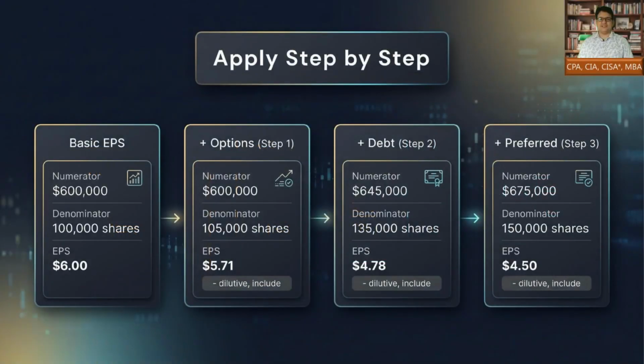Now apply the ranking step by step. Basic EPS starts at $6. After options are included, EPS decreases to $5.71, so options are dilutive. After debt is included, EPS decreases to $4.78, so debt is also dilutive. After preferred is included, EPS decreases to $4.50, so preferred is included too. The final diluted EPS is $4.50.